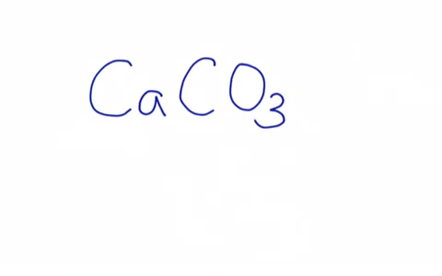Let's try one more example. This is one molecule of a substance called calcium carbonate. It has the chemical formula CaCO3. See if you can work out the number of each kind of atom in one molecule of calcium carbonate. Use the periodic table if it will help you to identify the atoms. Pause the video while you try this.